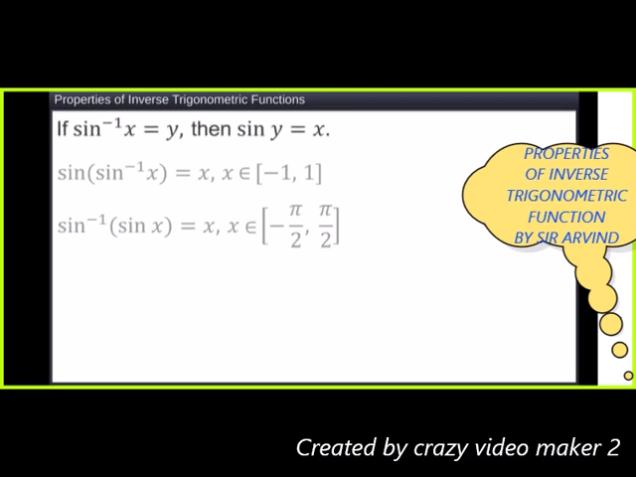We all know sine inverse x is equal to y gives us sine y is equal to x. So let us put y is equal to sine inverse x here. It gives you sine of sine inverse x is equal to x. That is, the inverse of a function gives us the identity, where x belongs to minus 1 to 1.